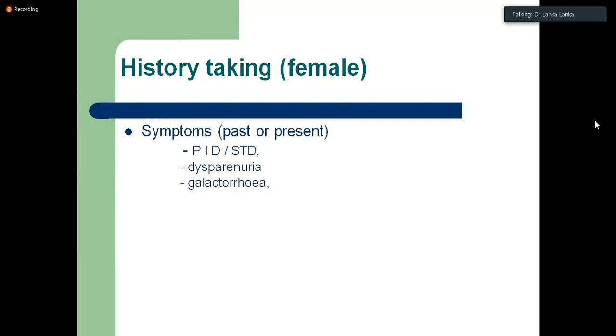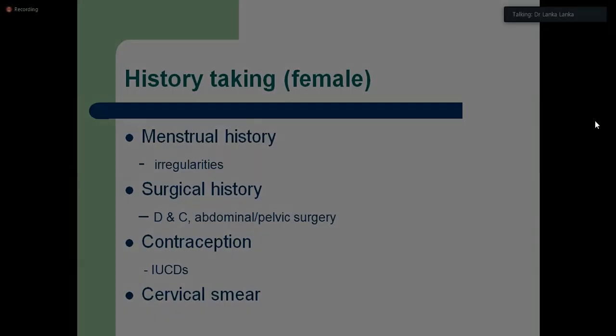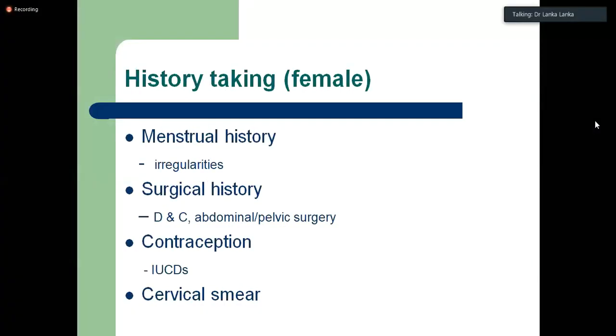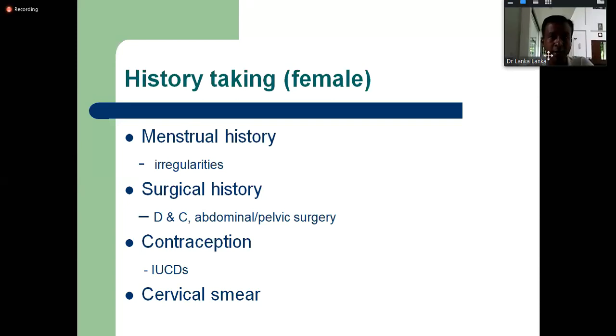Galactorrhea is one of the presentations of hyperprolactinemia. Thyroid function matters because currently there are so many people with thyroid dysfunction, and if it is poorly controlled, they can have ovulatory dysfunction and subfertility. Then obstetric history. Menstrual history is very important. You have to ask when her last period was, how regular it is, and whether there are menstrual-related issues that reflect pelvic pathology, like dysmenorrhea, dyspareunia, intermenstrual bleeding, heavy menstrual bleeding, whether it is regular or irregular.